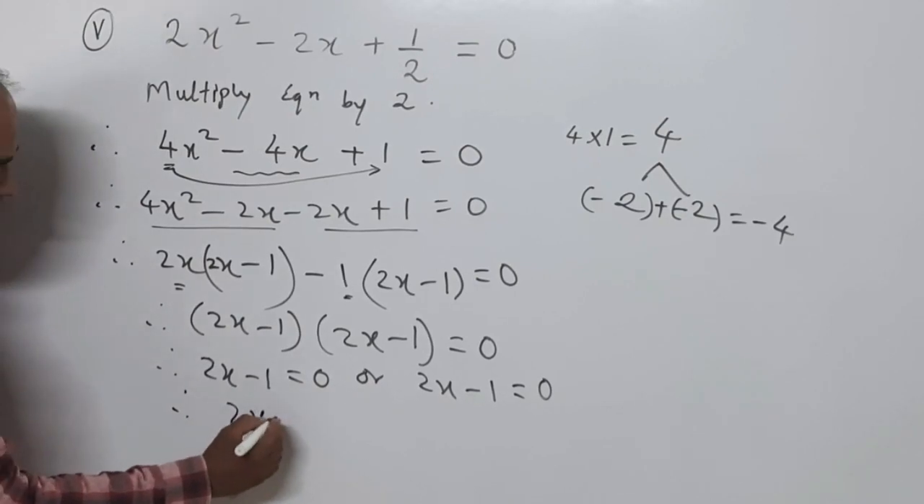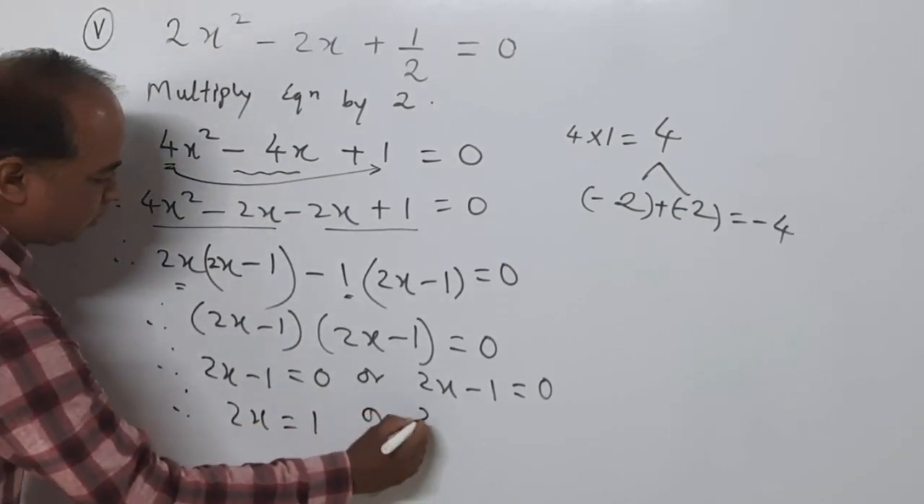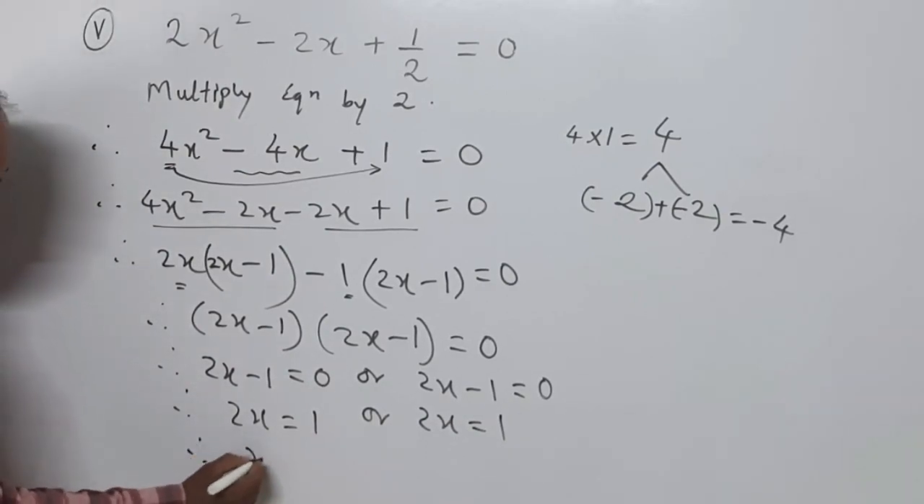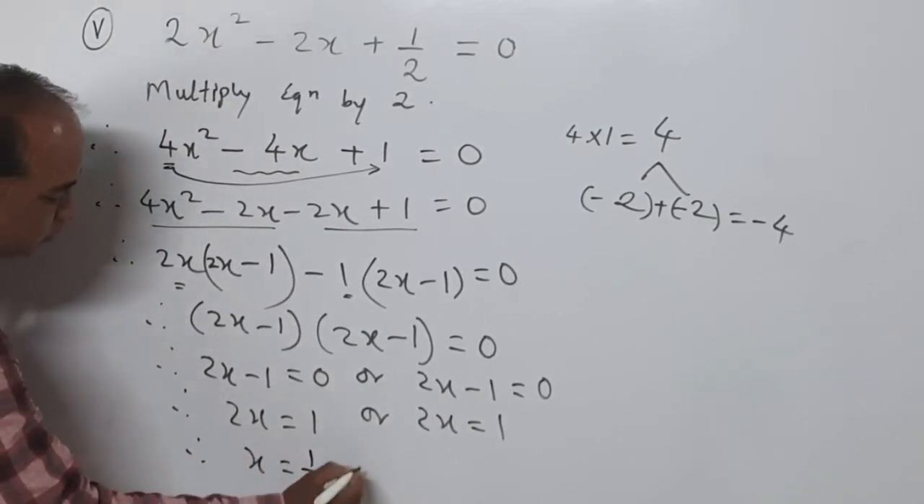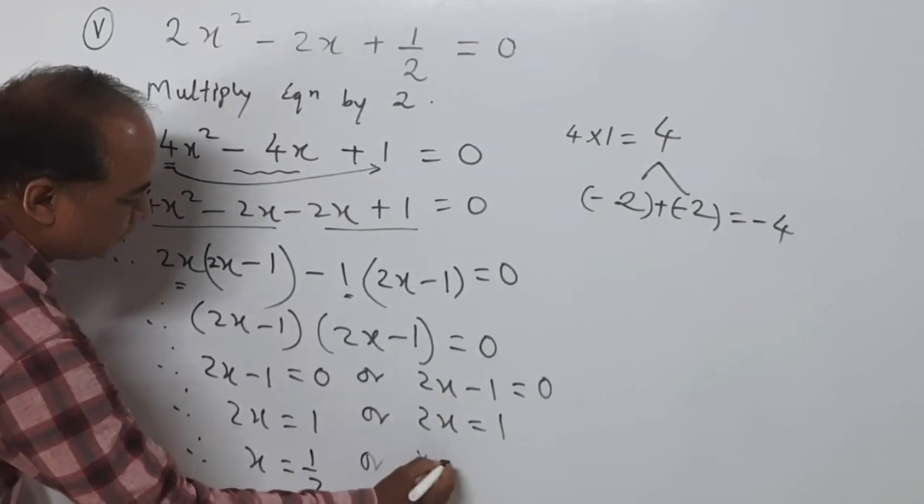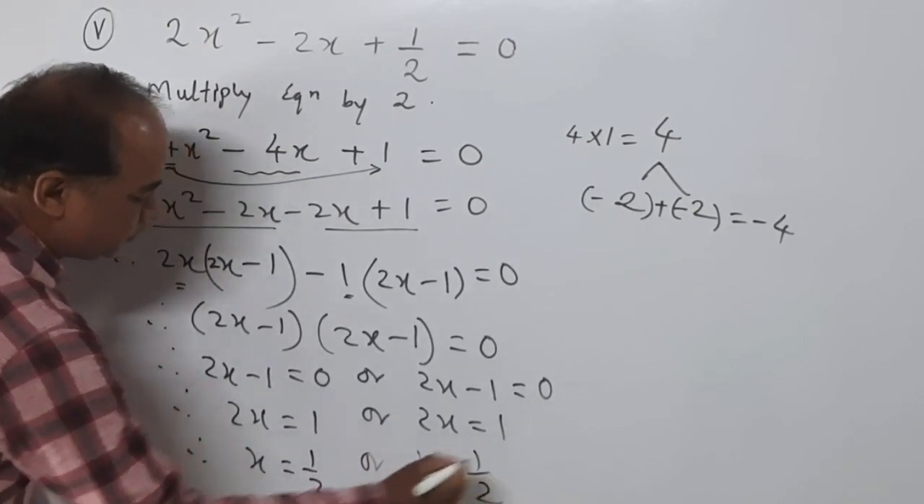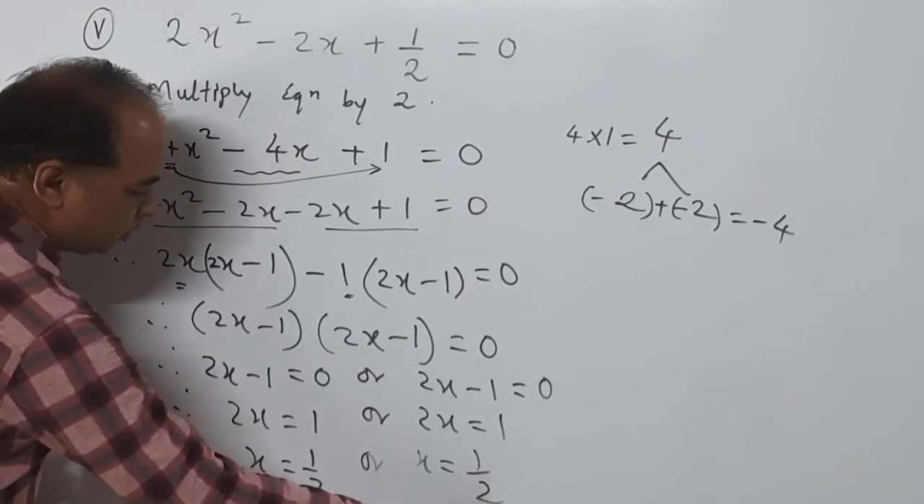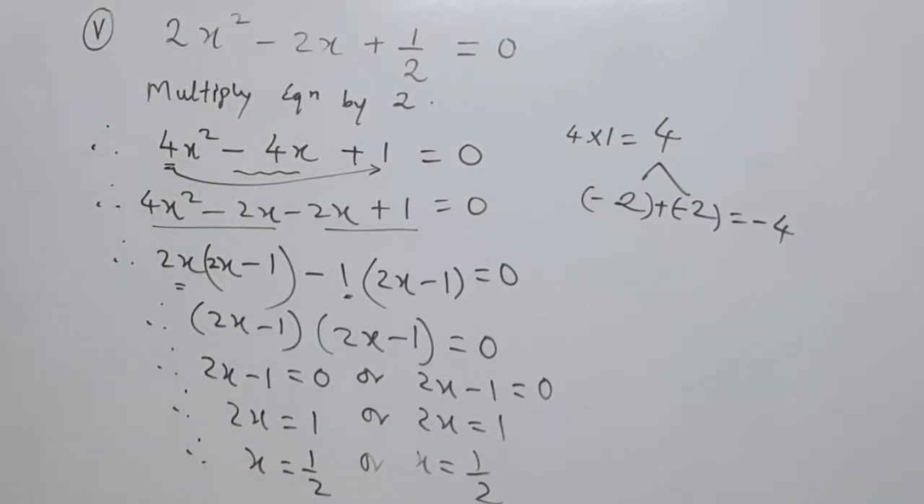Therefore 2x is equal to 1 or 2x is equal to 1. Therefore x is equal to 1 upon 2 or x is equal to 1 upon 2. So the roots of the quadratic equation are 1 upon 2, or here the roots are equal.